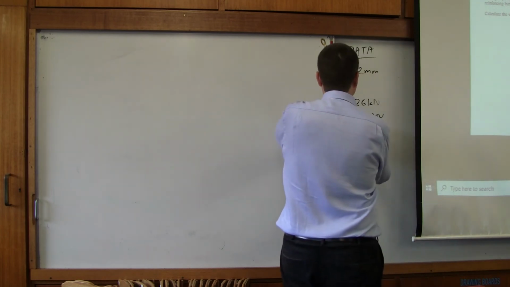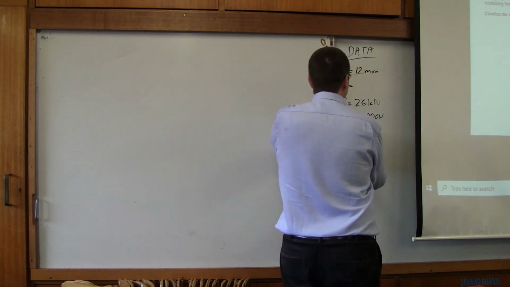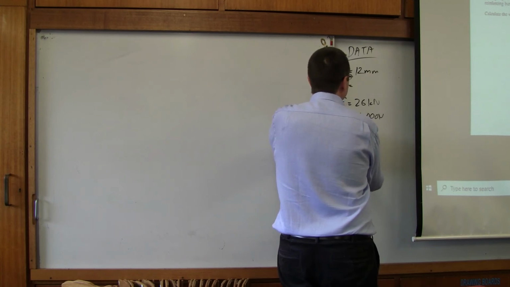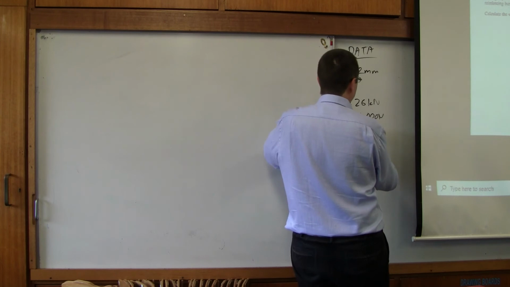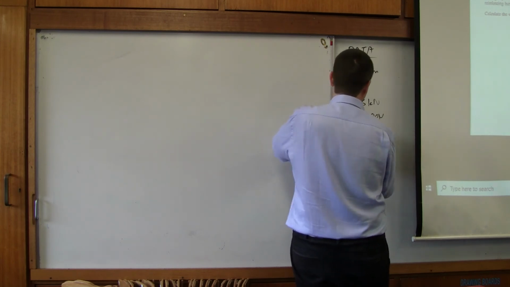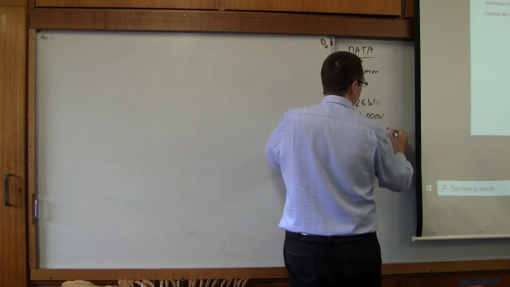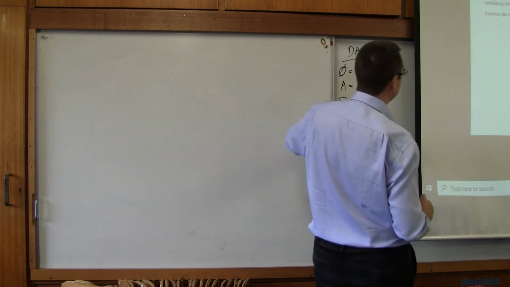So just always check that they haven't given you a final length. It's very common that they'll give you a final length and not the extension. You have to calculate the extension yourself. Extended equals 0.9 millimeters. I'll just put in here that I also call that delta L, but you don't have to.